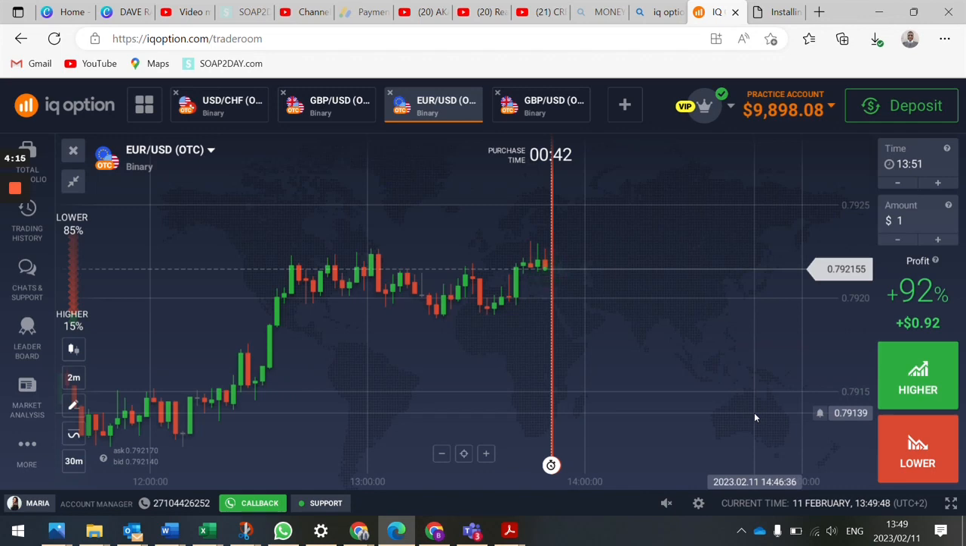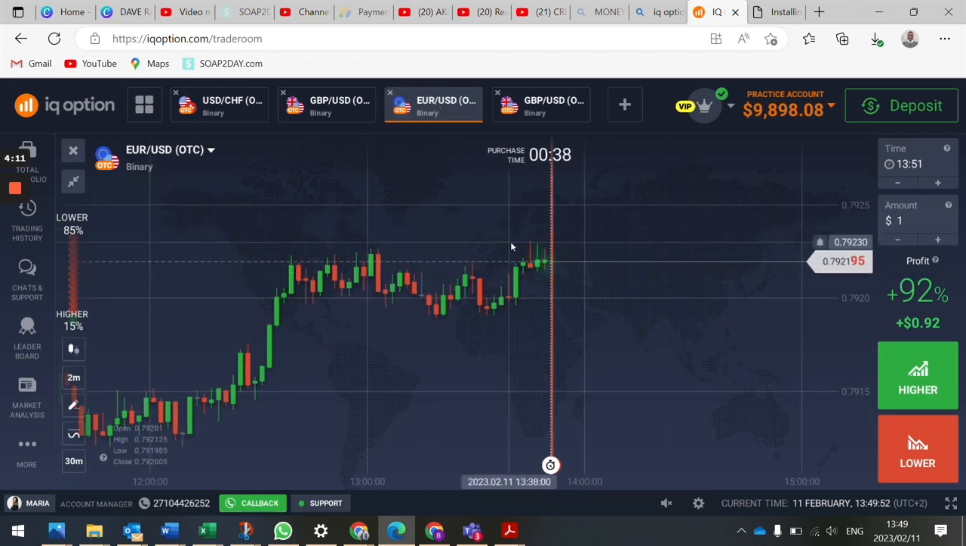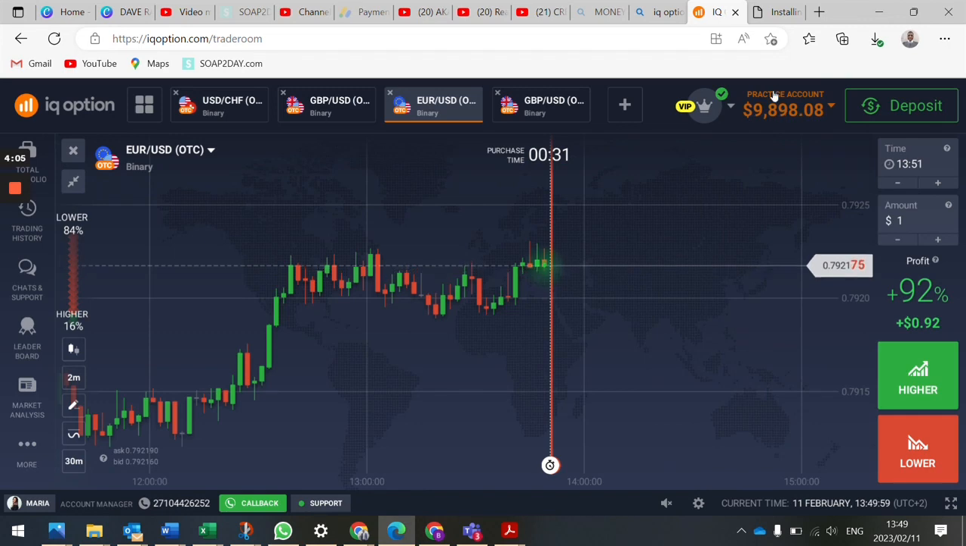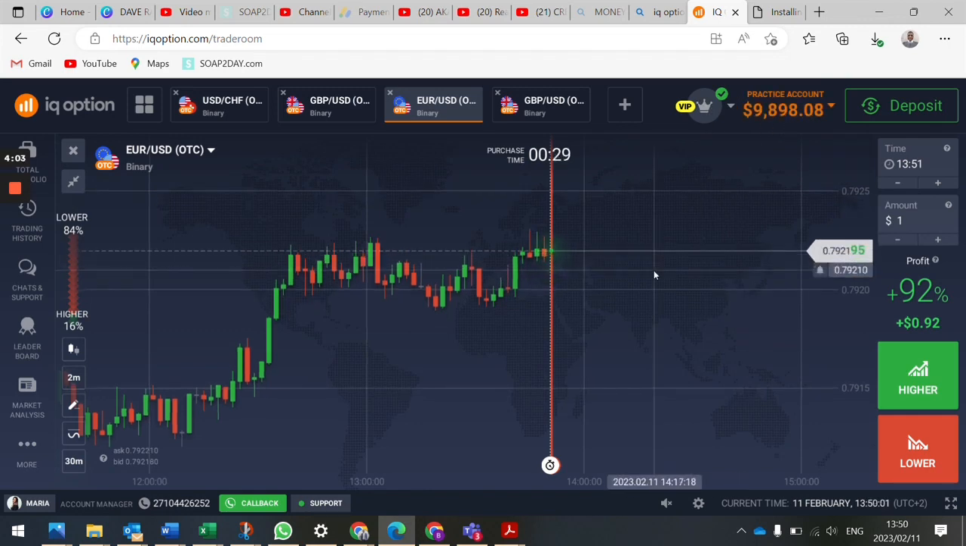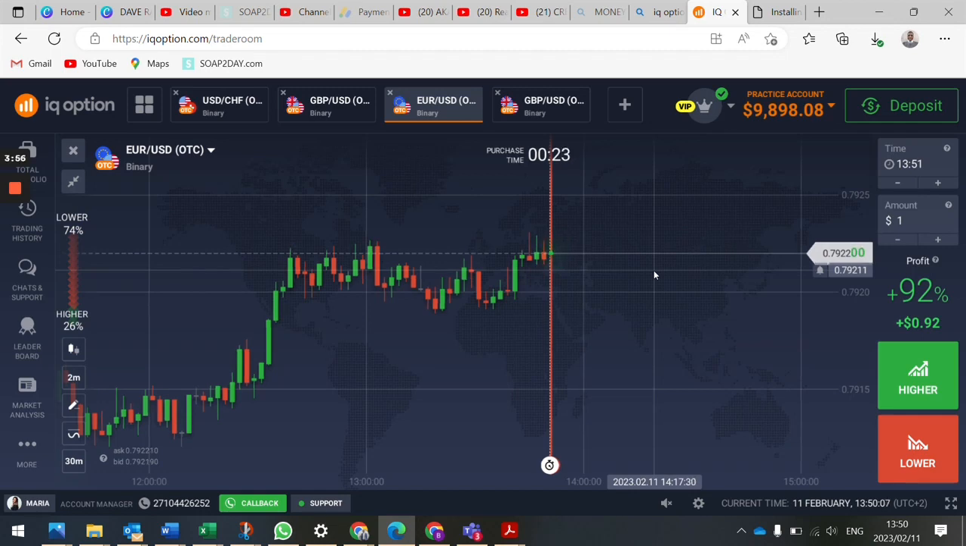We're on the Euro USD currency pair. Remember, this is for those that want to make about 300 rands a day. You can use your practice account. As you can see, there is a practice account for you to start working on trading. You don't need to use your own money. You can practice with a practice account and you can start making money.